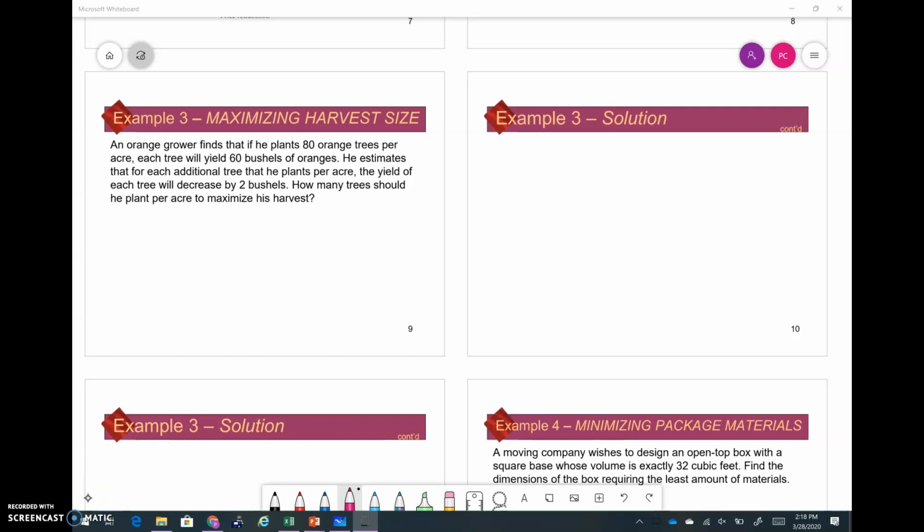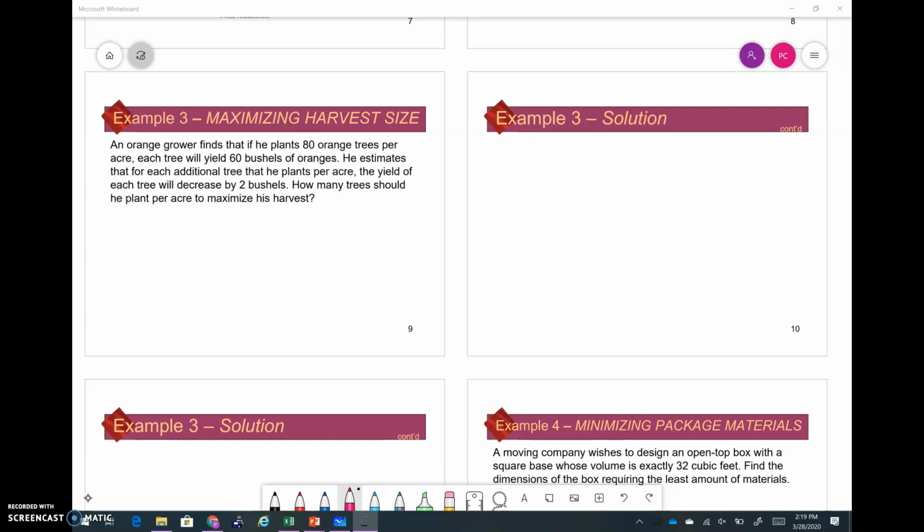All right, so this is part 2 of section 3.4, and we're going to practice more with choosing our x to be the number of changes. Example 3 says an orange grower finds that if he plants 80 orange trees per acre, each tree will yield 60 bushels of oranges. He estimates that for each additional tree that he plants per acre, the yield of each tree will decrease by 2 bushels. He wants to figure out how many trees he should plant per acre to maximize the harvest.